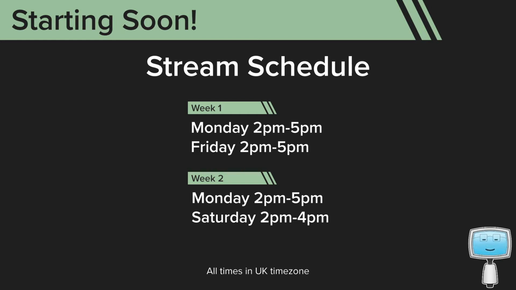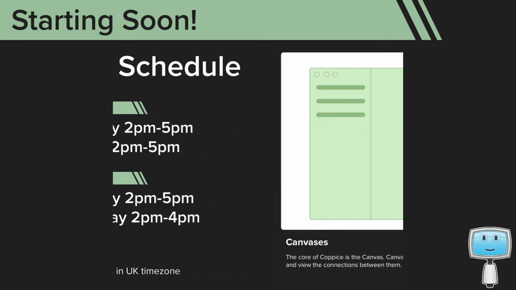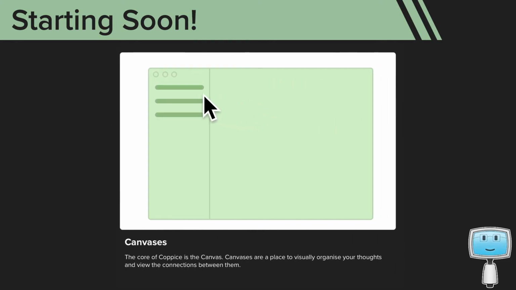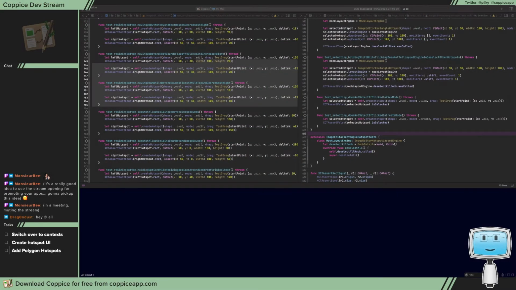And today we're going to continue working on the next version of Coppice. Specifically, we're going to be working on the image hotspots that will enable people to link from images to other pages within Coppice. So why don't we hop straight over and get started.